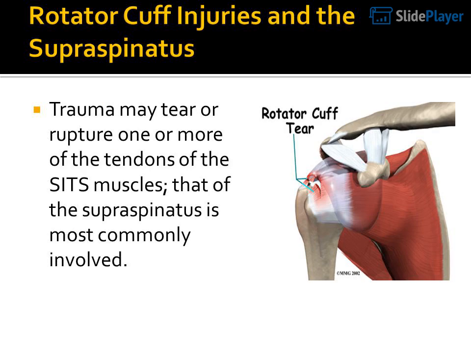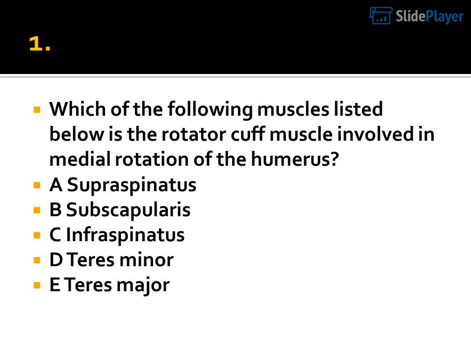Rotator cuff injuries and the supraspinatus. Trauma may tear or rupture one or more of the tendons of the SITS muscles; that of the supraspinatus is most commonly involved. 1. Which of the following muscles listed below is the rotator cuff muscle involved in medial rotation of the humerus? A. Supraspinatus. B. Subscapularis. C. Infraspinatus. D. Teres minor. E. Teres major.